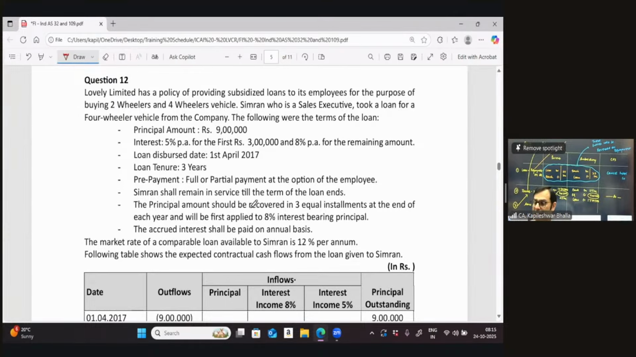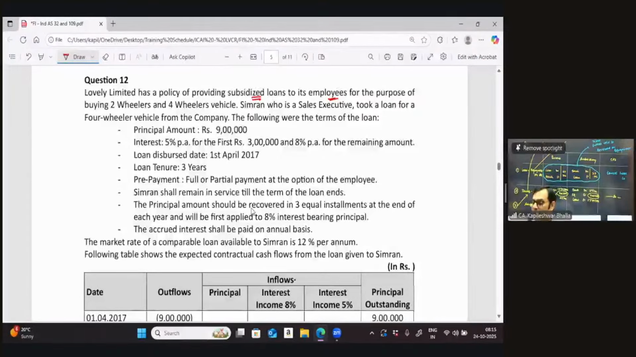It says Lovely has a policy of providing a subsidized loan to its employees. The moment I read that it is a subsidized or a concession loan, what immediately comes to mind is the employer-employee relationship, and that will lead to a prepaid staff cost.